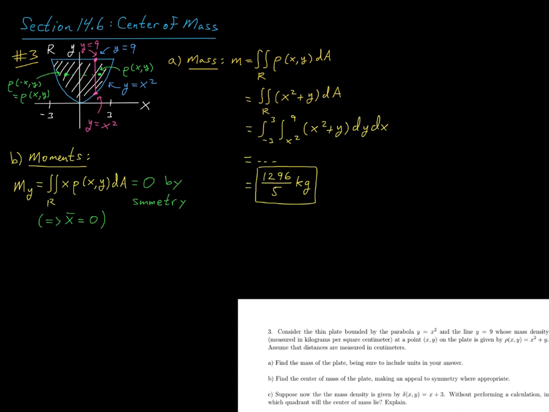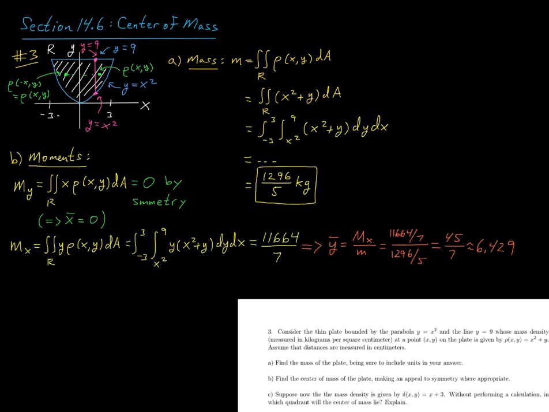All right, so now for the x moment, we actually do have to do a calculation there. So we're going to integrate y times the density function. And again, we'll just use these vertical strips. So we're going to integrate y times the quantity x squared plus y as we let y vary from x squared to 9 and x is varying from negative 3 to 3. Go ahead and run through that calculation. You wind up getting 11,664 divided by 7.